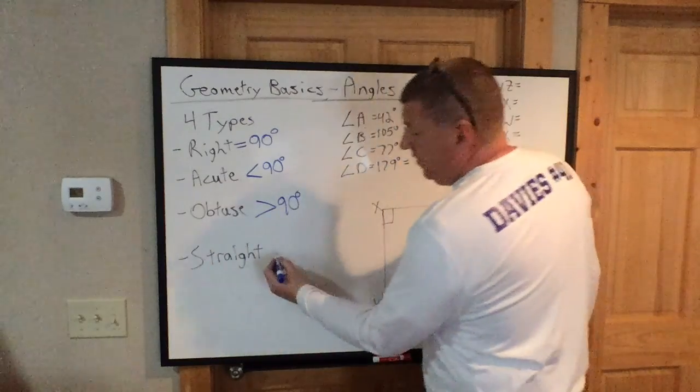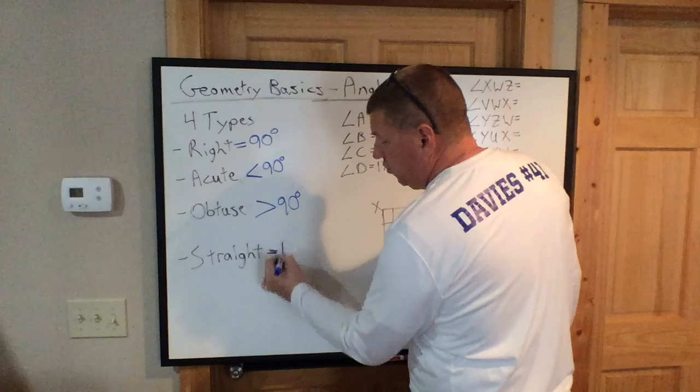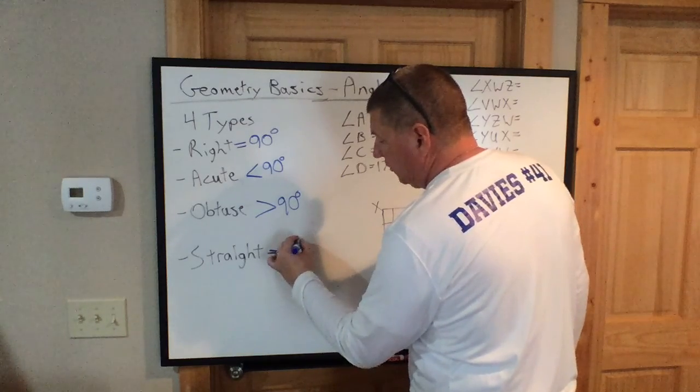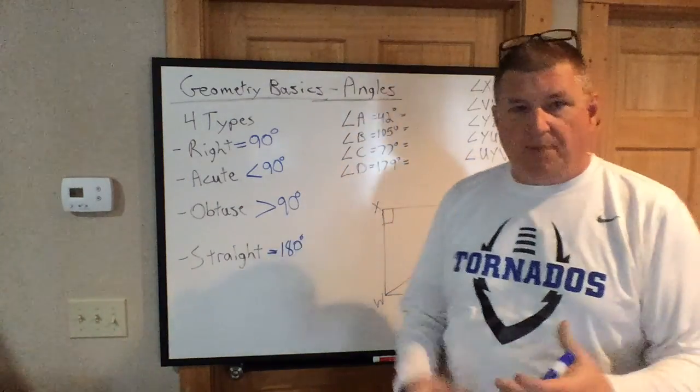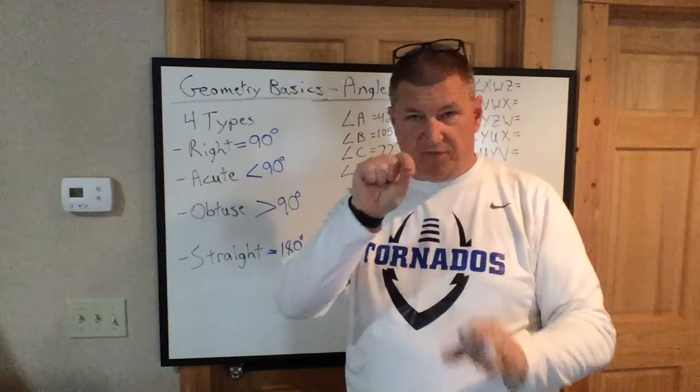Okay, the one that we have left is a straight angle, and a straight angle is equal to 180 degrees. Okay, that becomes a straight angle. It is straight across. It's basically with just a vertex in the middle.